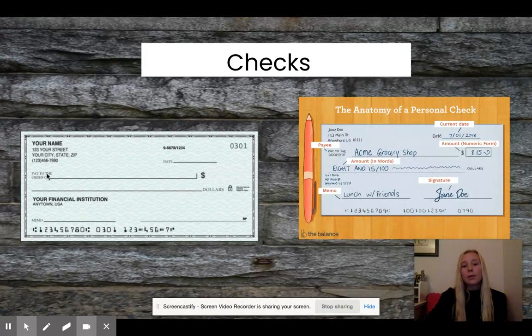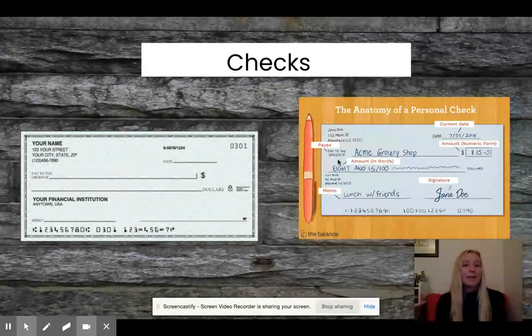So this is a blank one, and then this is a filled out one. What you need to include is the current date, so you'd write whatever date it is, and then "pay to the order of." That is just a fancy way of saying who is getting your money. So if I was paying for groceries at Meijer, I would write Meijer. When I was paying for tuition for college, I would put Hope College because they're getting my money. My grandma goes to Starbucks and pays with checks, so she would put Starbucks there.